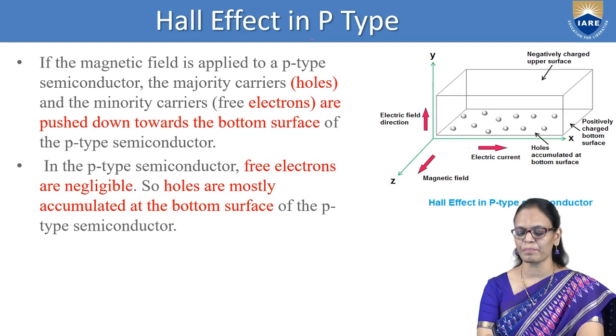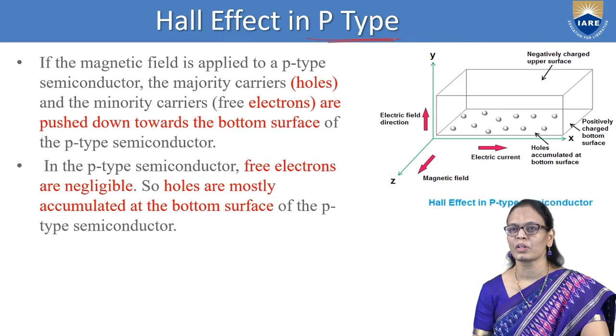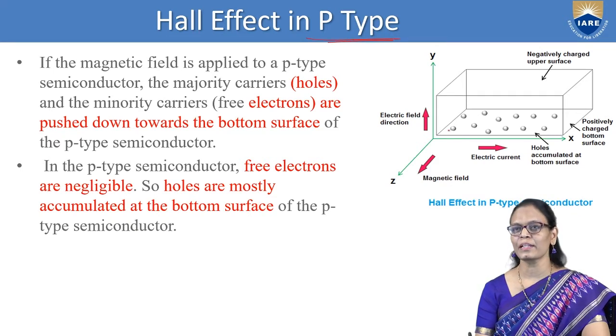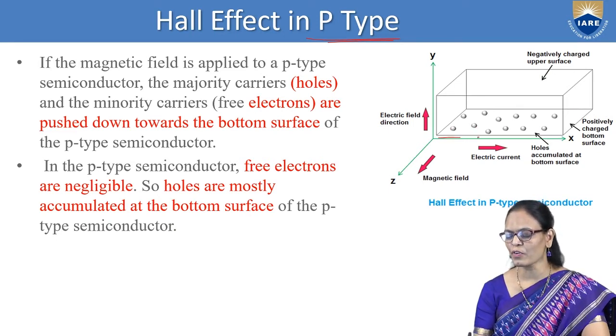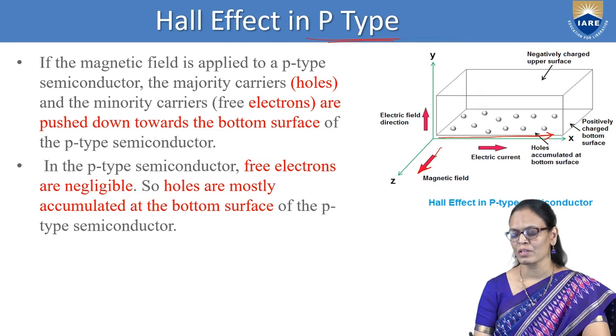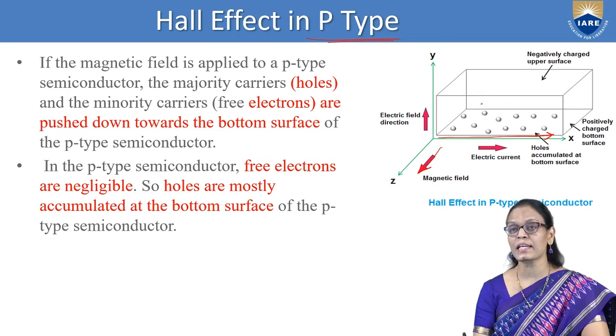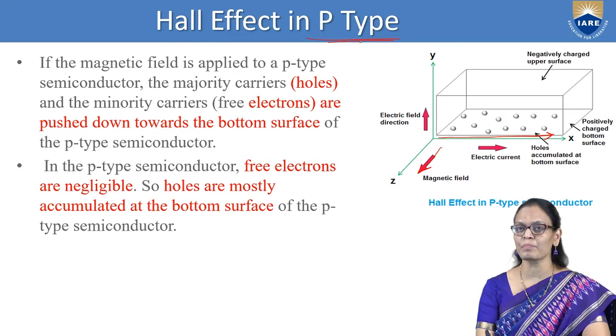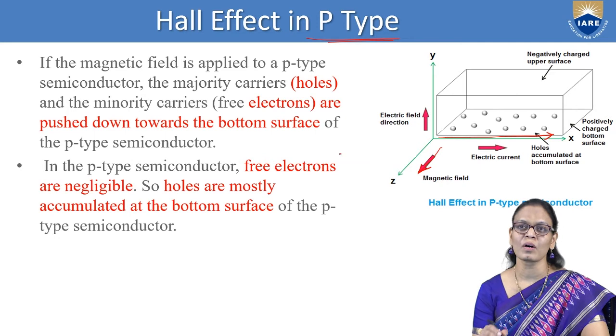Now coming to P-type. So we will see the same setup. We have taken a semiconductor. We have current flowing along the x-axis, subjected to a magnetic field along the z-axis. So now, if this is a P-type semiconductor, then what happens? Both electrons and holes are pushed in the downward direction, but in P-type, the majority carriers are holes.